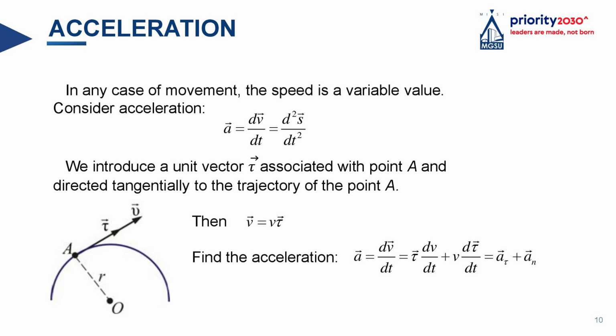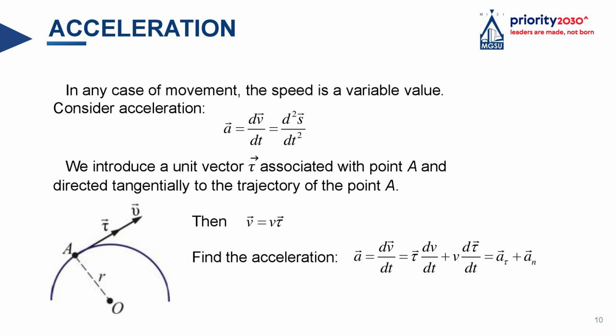Normal and tangential acceleration. Let's talk about this too. In any case of movement, the speed is a variable value. The acceleration formula you can find in the presentation slide. Please pay attention. This is also a vector quantity. When moving in a curved direction, v also changes in direction. Which way, you can ask me? At what velocity? The expression does not answer these questions.